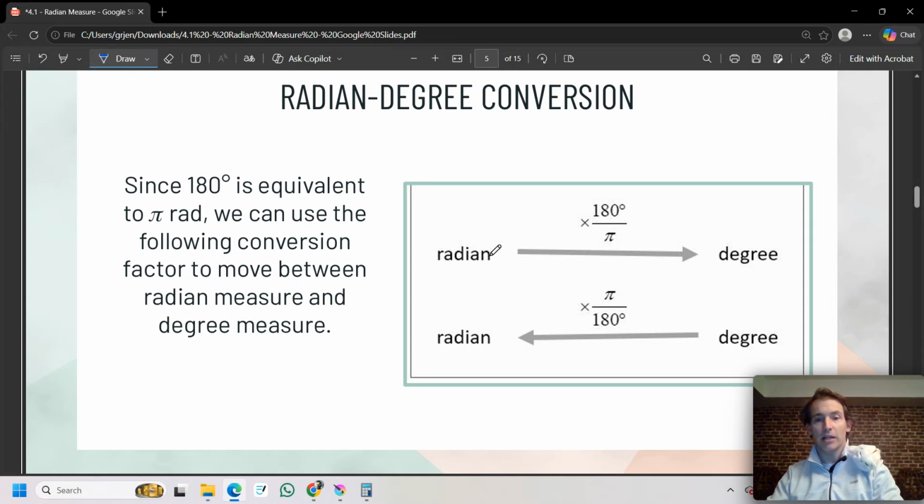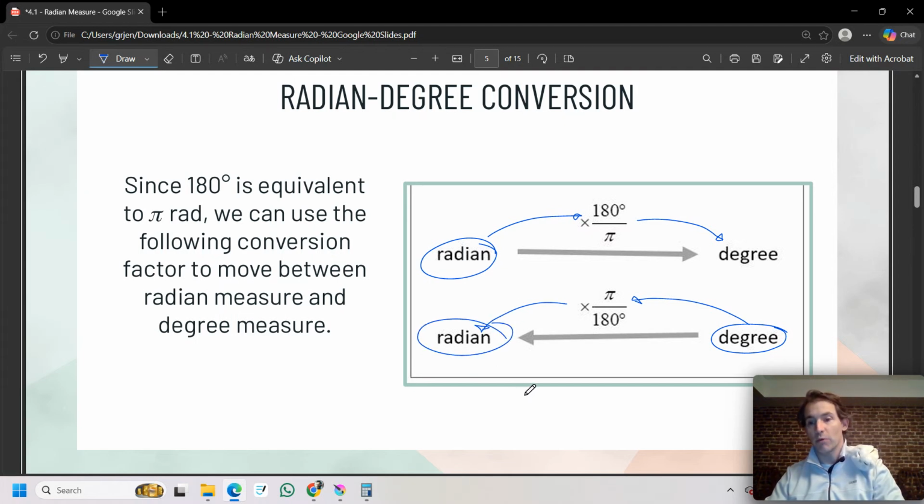So if you have radians and you want to convert them to degrees, you're just going to multiply by this little formula, right? If you've got degrees and you want to convert to radians, you multiply by the flipped version of that formula. Why is that? Because this equals 1. When you multiply something by 1, it doesn't change. It just changes its units. This is a unit-based version, and this is a unitless-based version.